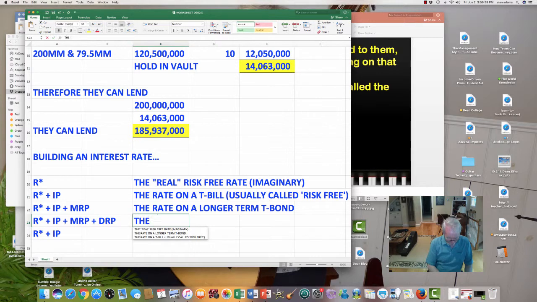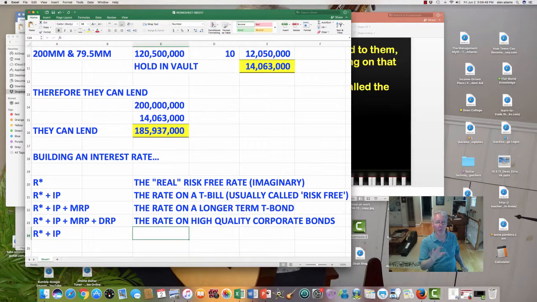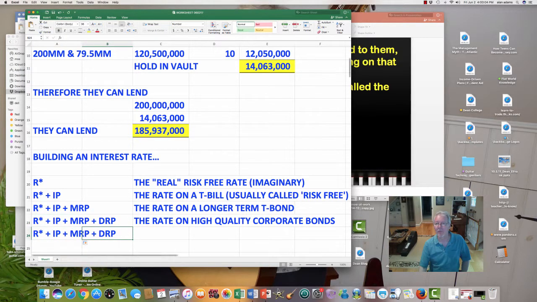Okay, and that's going to be the rate on high quality corporate securities. I'm going to call them bonds. Let's stick with bonds. I'm going to differentiate between bonds and stock later on if you don't already know. Okay? Now that's for the best of the best, high quality. All right, very good. I'm just going to duplicate that and I'll differentiate one more item for you.